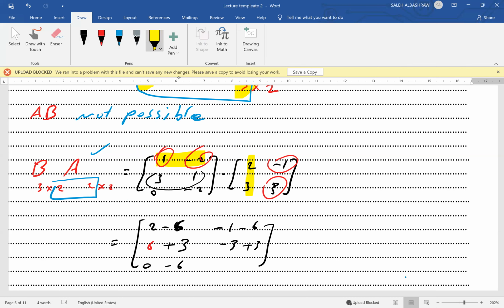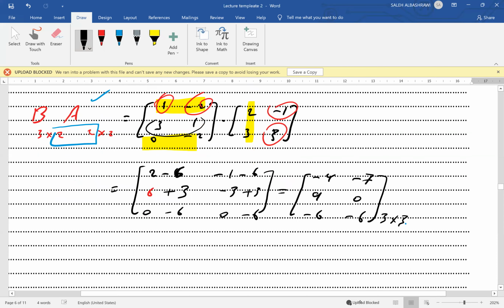Now third row with the first column. And 0 and -6. Which is equal to -4, -7, 9, 0, -6, and -6. And this is of size 3 by 3.